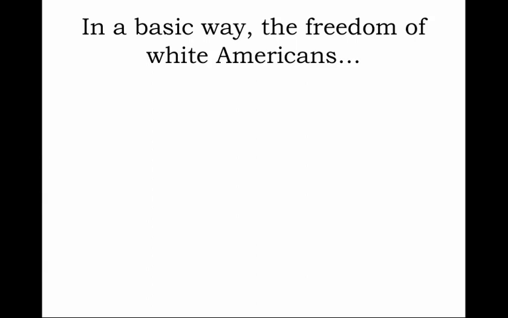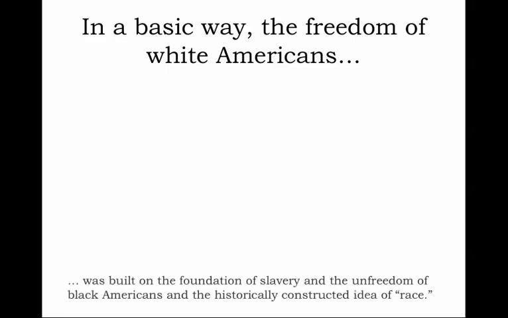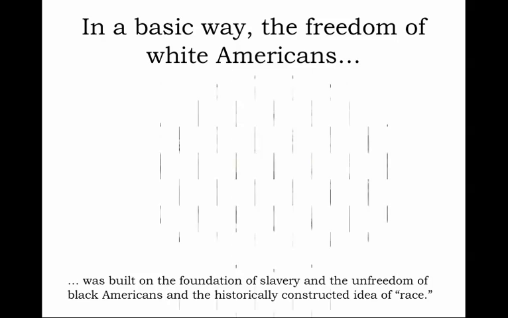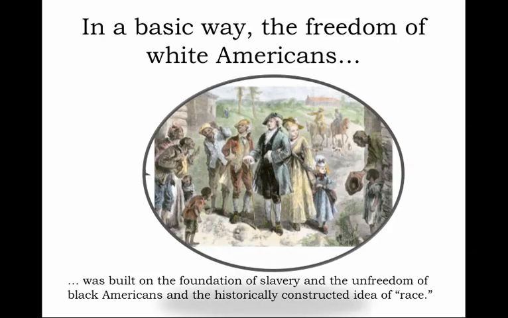In a basic way, you might say, the vaunted freedom of white Americans, that which later American revolutionaries will tout as sufficient cause for revolution, that cherished liberty of white Americans was built on the foundation of slavery and the unfreedom of black Americans, along with the historically and culturally constructed idea of race. Prestige for one meant enslavement for another. Liberty for one meant denial of freedom for another.